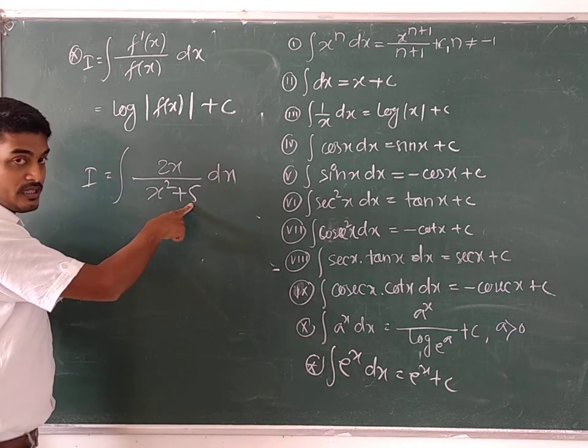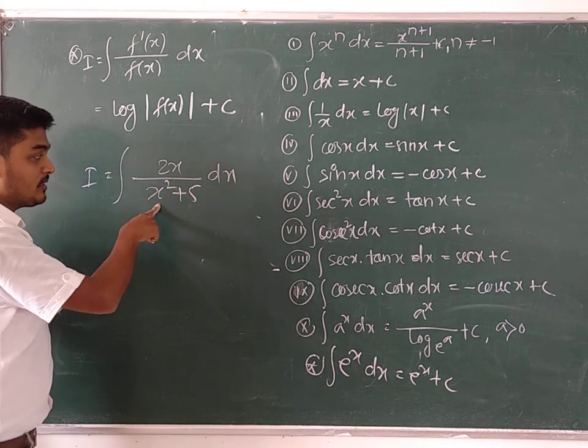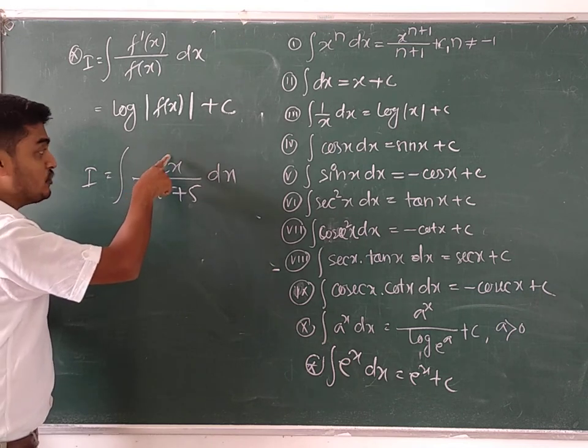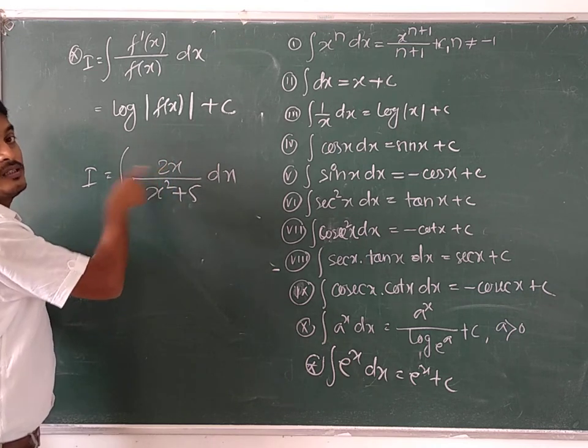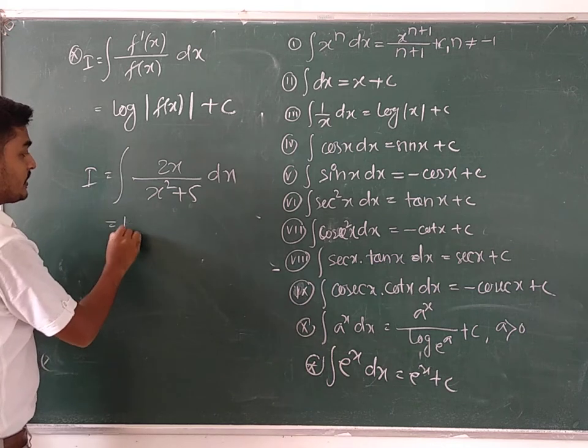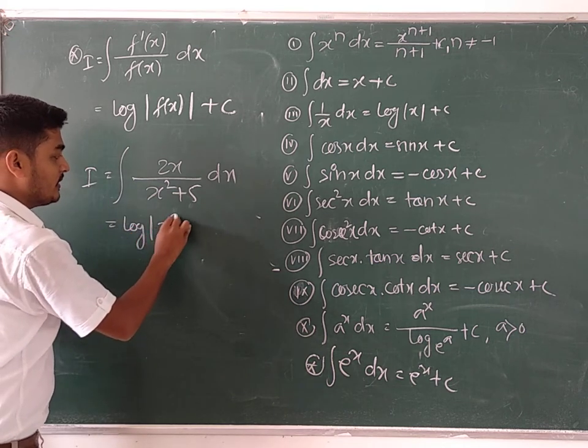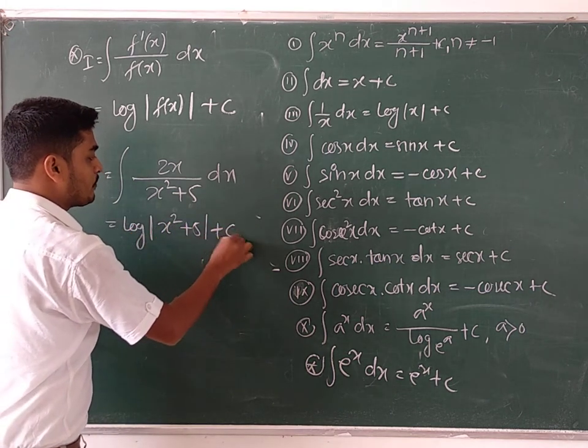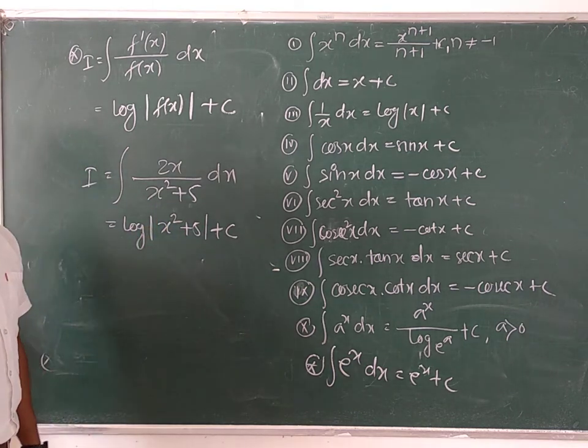The differentiation of the constant quantity 5 is 0. The differentiation of x square is twice x. That means the numerator contains the derivative of the denominator. Then its integral value will be equal to log of the denominator plus c. This is what I am going to say.